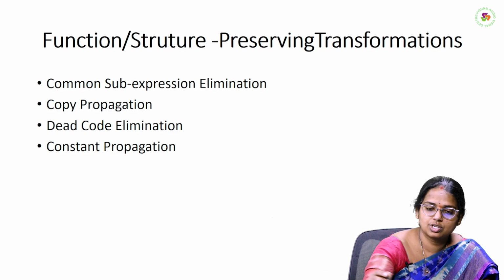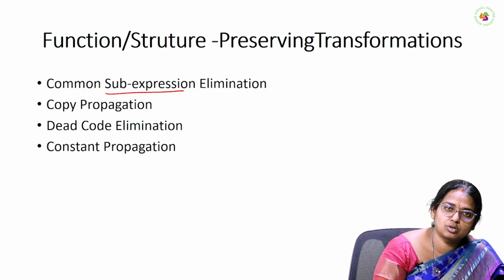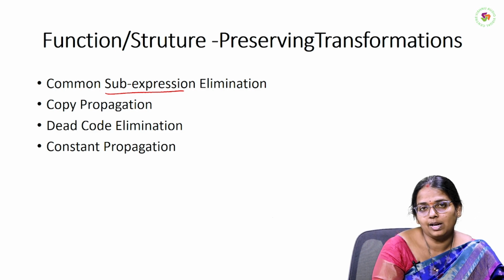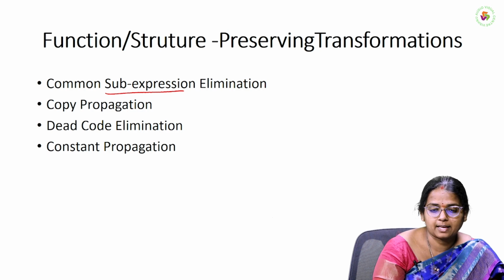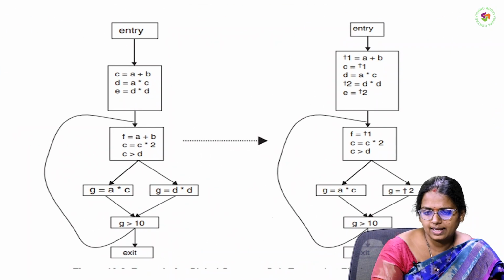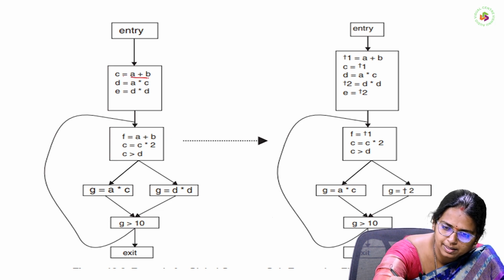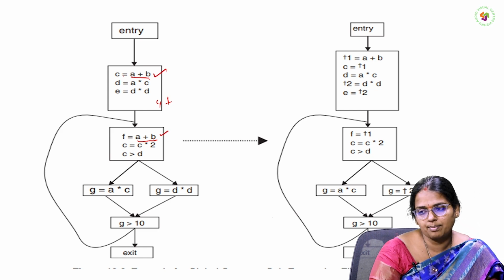Common sub-expression elimination means if any expressions are common in the source code and nothing is changed between these two expressions, then we call it a common sub-expression. If such common sub-expressions are there, we should eliminate them. Next, copy propagation. First, we'll see an example on common sub-expression. See here, C is equal to A plus B, F is equal to A plus B. Between this C and F, there is no change on A and B, then we call it a common sub-expression.